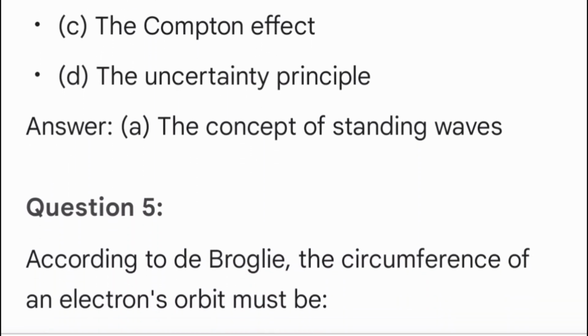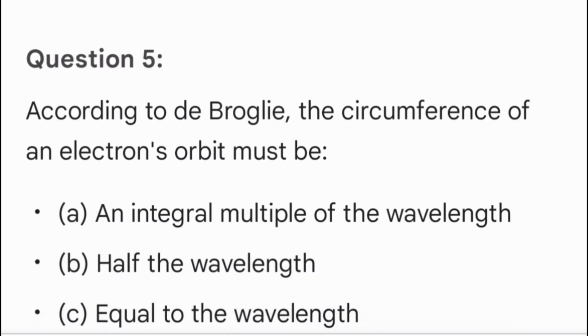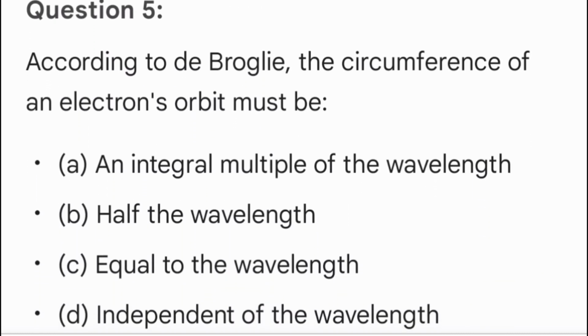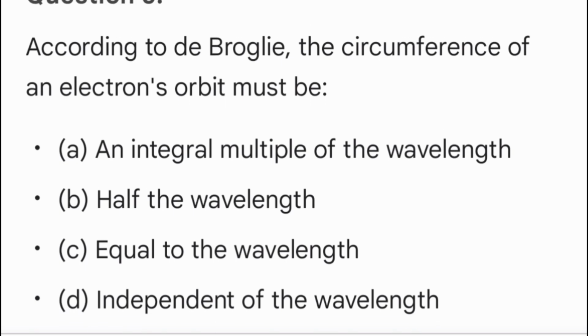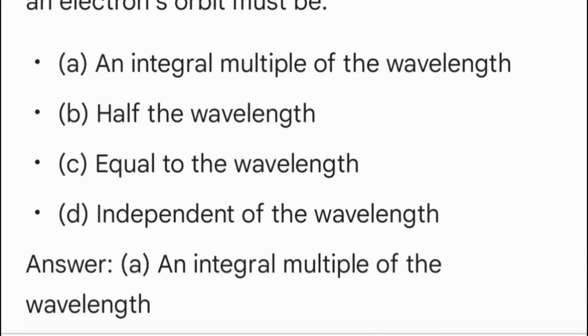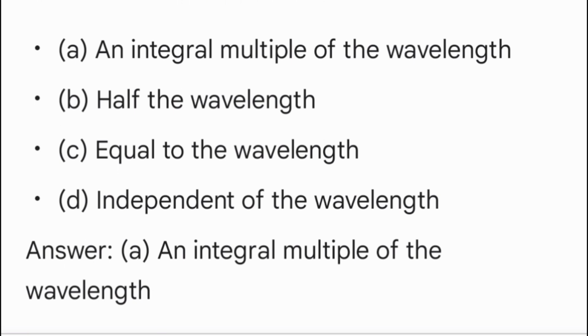Question 5. According to de Broglie, the circumference of an electron's orbit must be A. An integral multiple of the wavelength. B. Half the wavelength. C. Equal to the wavelength. D. Independent of the wavelength. Answer: A. An integral multiple of the wavelength.